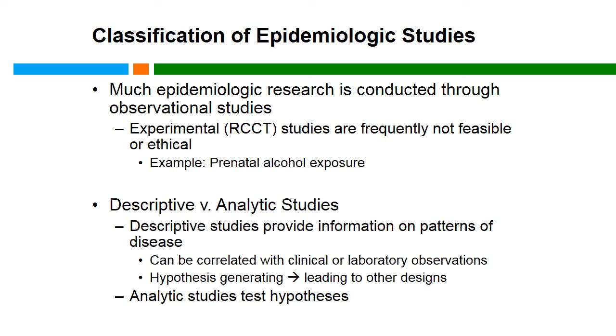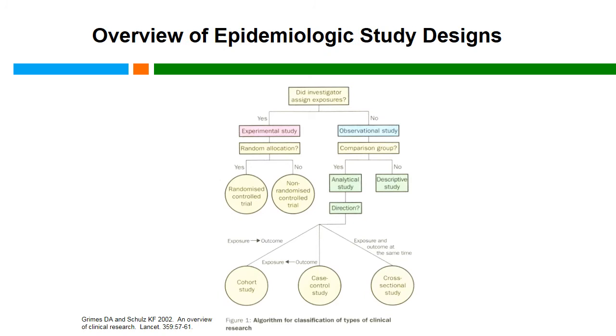So in the realm of observational studies, again, we have descriptive studies and analytic studies. Descriptive studies, again, provide information on the patterns of disease, and these can be correlated with clinical or laboratory observations. But most often, I would argue that descriptive studies are in the realm of hypothesis generating, and that might then lead to another study design. Analytic studies are where we test hypotheses. And so that's where, again, we're going to focus for this lecture, and where your studies are going to be focused.